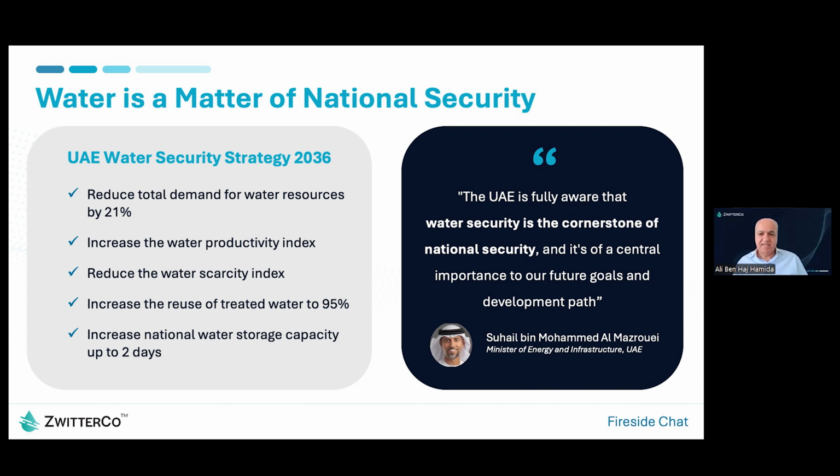This strategy aims to reduce overall water demand by 21%, enhance the water productivity index, which measures the economic value generated by unit of water consumed, lower the water scarcity index by 3 degrees, increase the reuse of treated wastewater to 95%, and expand the national water shortage capacity to cover up to 2 days of demand.